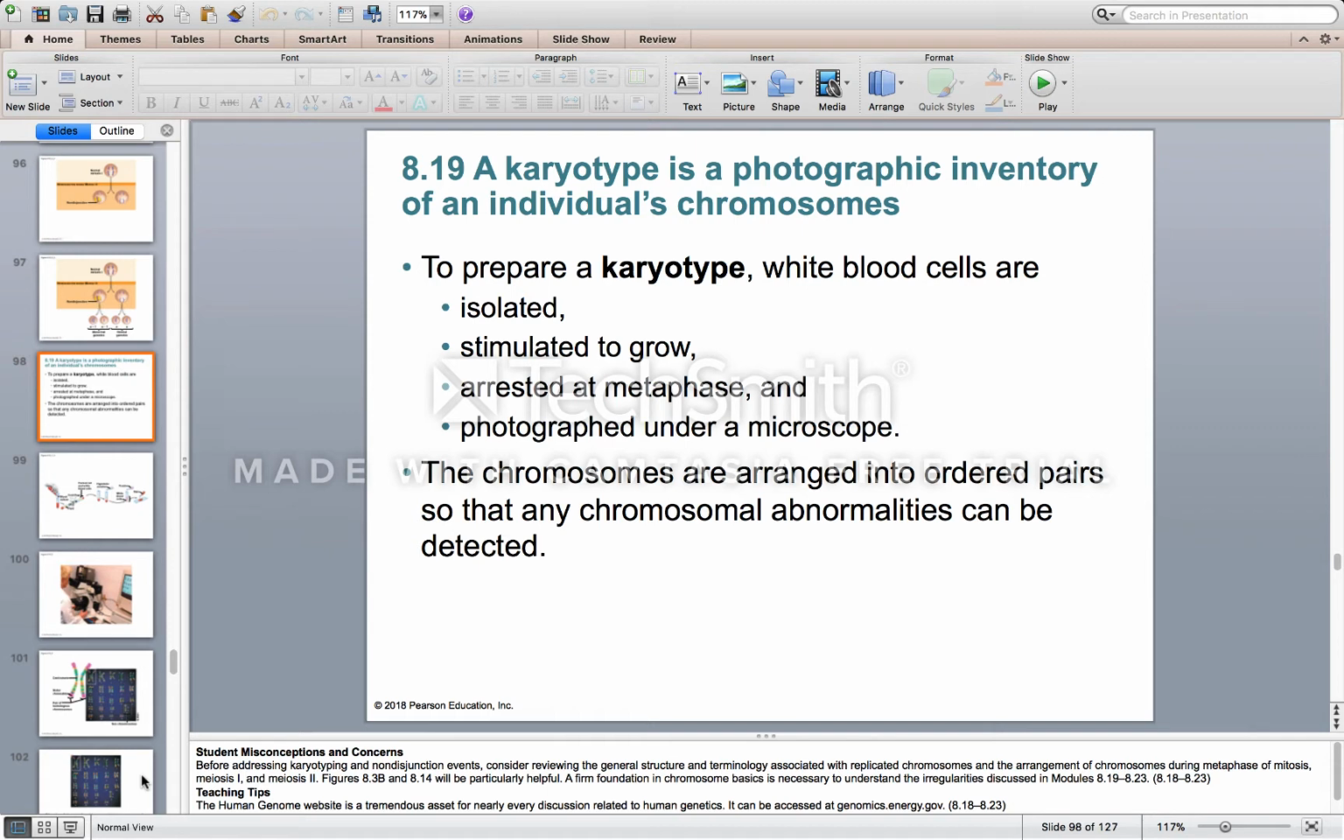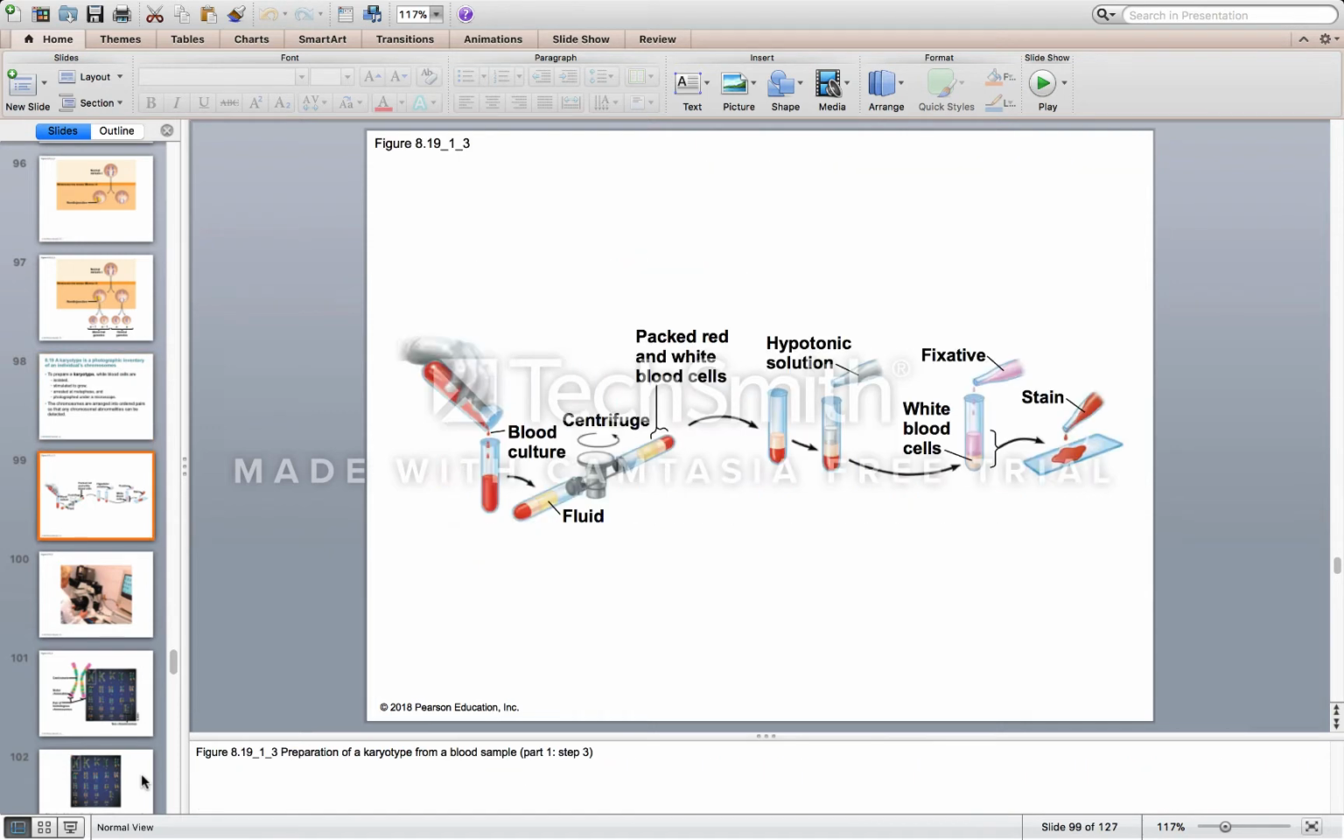Once the chromosomes are arranged in ordered pairs, like I said, 1 to 22 and the 23rd pair, any of the chromosomal abnormalities can be easily detected through that event. So again, before you address any type of karyotyping, you got to determine if that patient has the right number of chromosomes lined up. You got a cell cycle arrested at metaphase and essentially look to see if there's any non-disjunction. Okay, so this is a very important event.